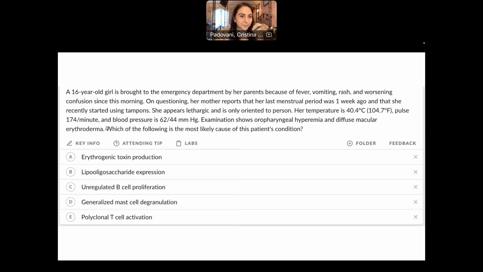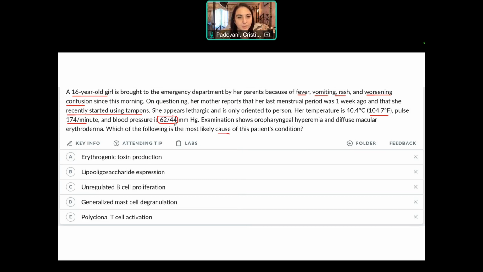So pause. Which of the following is the most likely cause of this patient's condition? We have a 16-year-old girl brought to the ED because of fever, vomiting, rash, and worsening confusion since this morning. On questioning, her mother reports that her last menstrual period was 1 week ago, and she recently started using tampons. She appears lethargic and is only oriented to person. She has a fever. She's tachycardic. Whoa, look at that blood pressure.